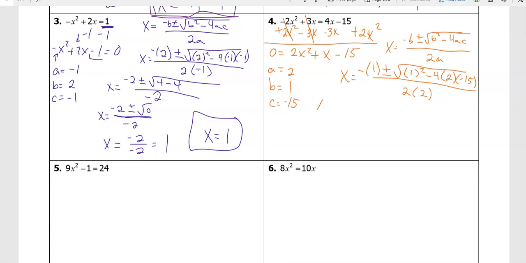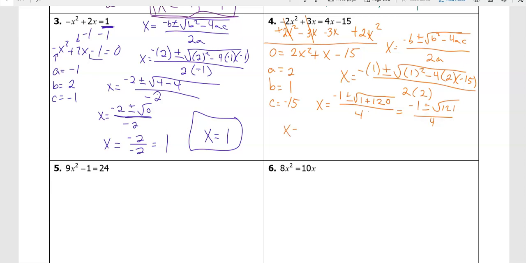Right, simplify. X equals negative 1 plus or minus the square root. 1 squared is 1. 2 times negative 15 is negative 30 times 4 is negative 120. So it's minus 4ac, so it's going to be plus 120 over 2 times 2, which is 4. All right. And to simplify that further, we're going to get negative 1 plus or minus the square root of 121 over 4.